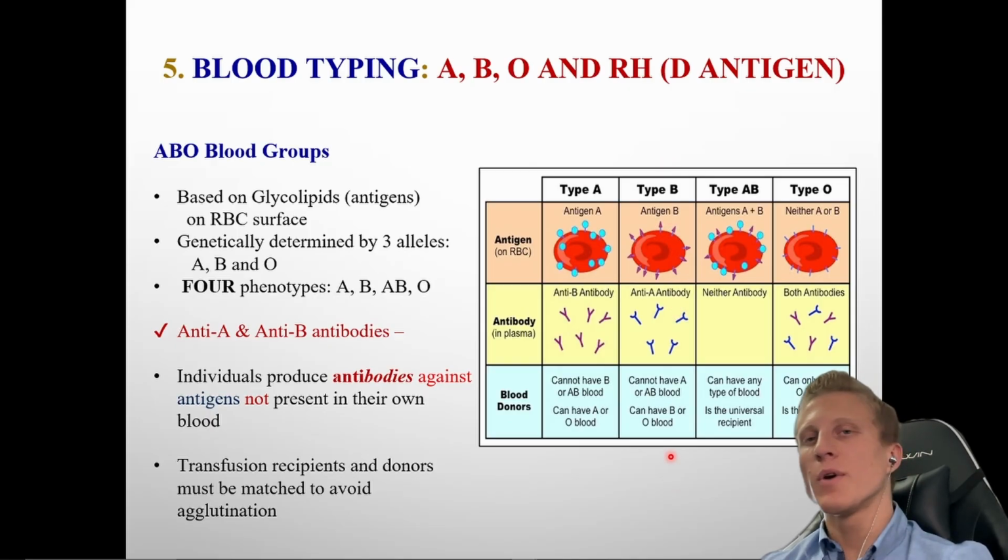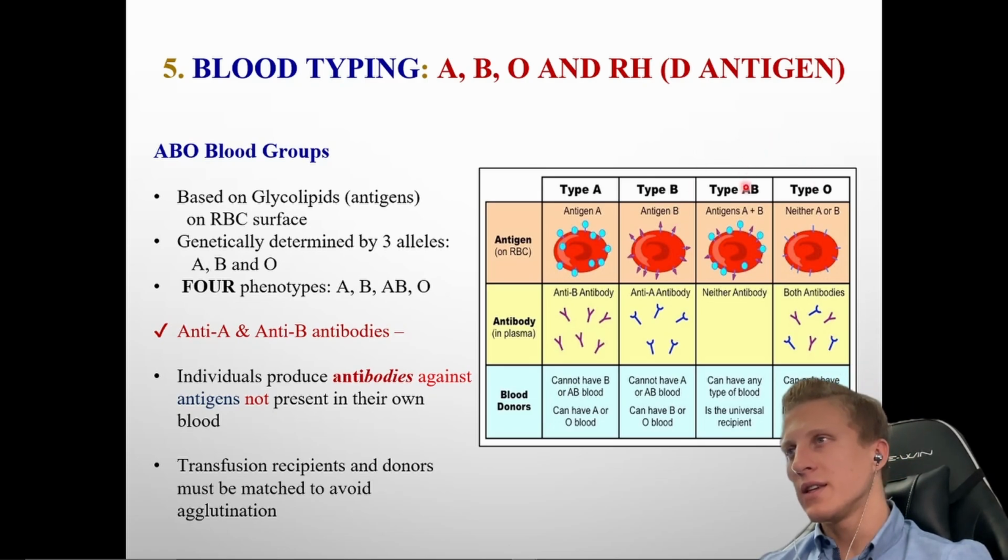As a closed system, no issues, but if we give a blood transfusion between these two individuals, we're going to have an adverse interaction where the antibodies of the receiving patient are going to interact with the antigens on the surface of the donor blood and cause that process of agglutination, which is what we're trying to avoid.